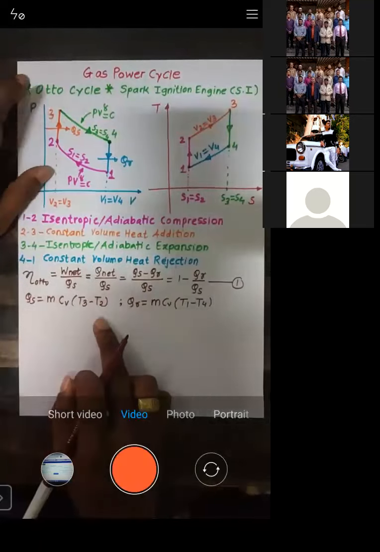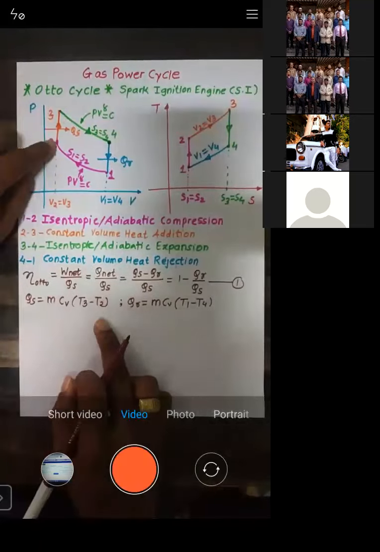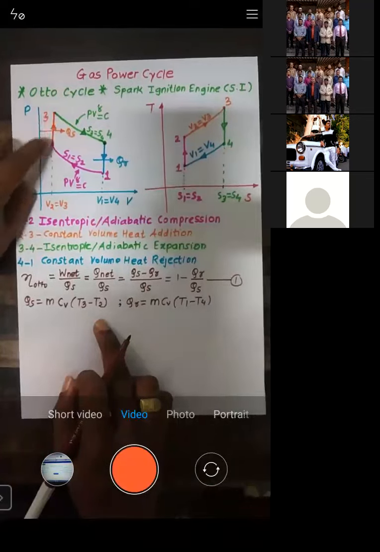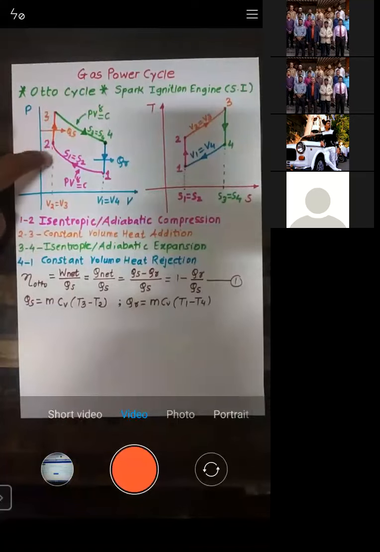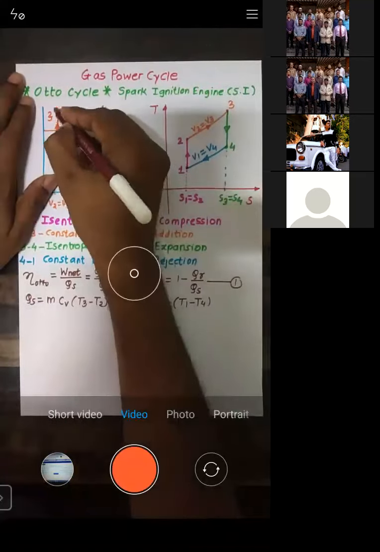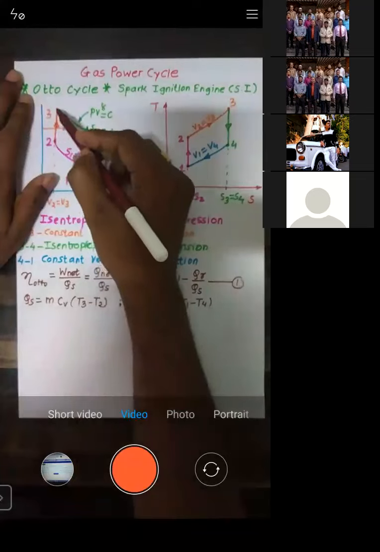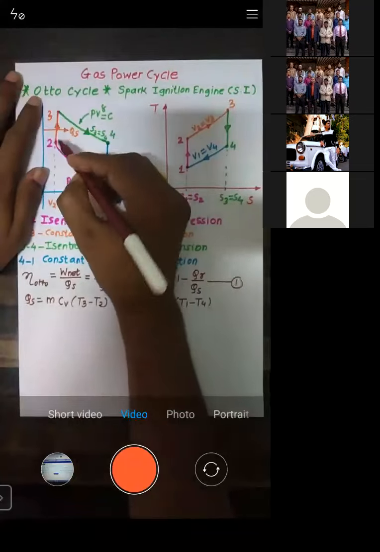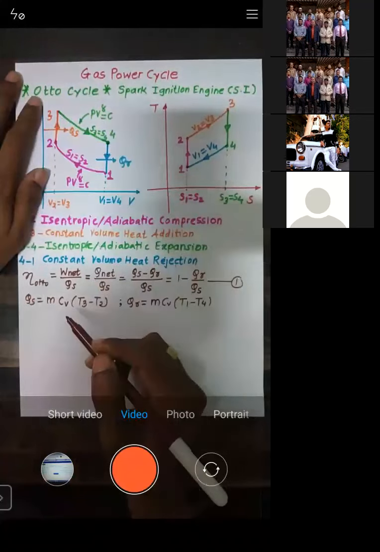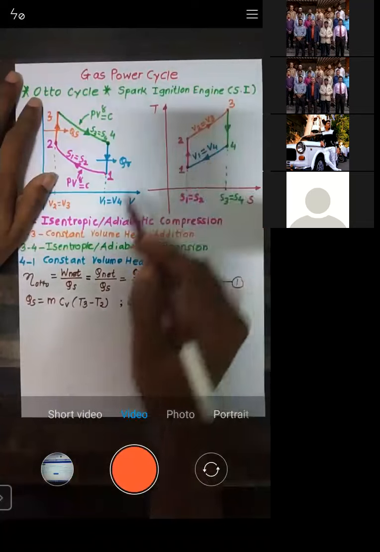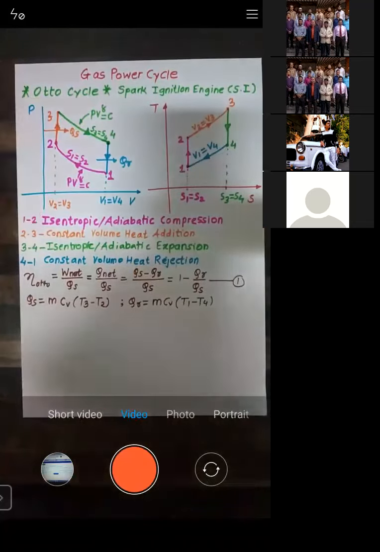Obviously, T3 is greater than T2. Final minus initial, because T3 is the temperature after heat addition, so obviously the temperature after the heat addition will be greater than the temperature before the heat addition. You can also see here, T3 is greater than T2, so this term you will get as positive only.